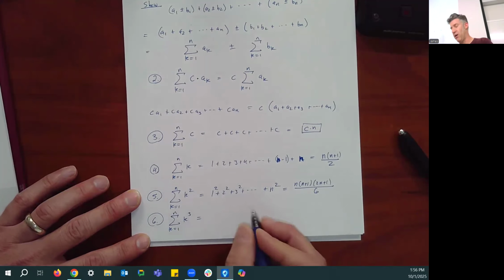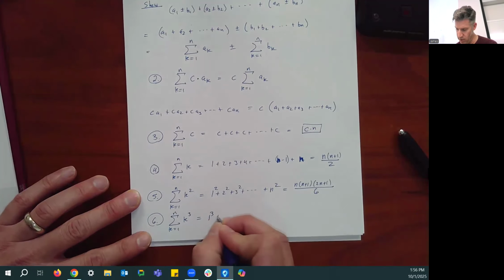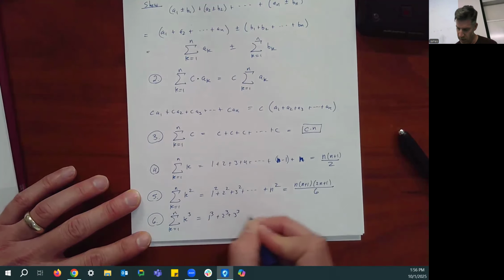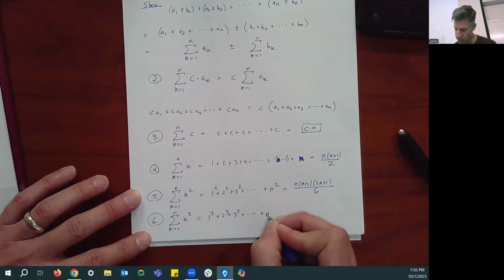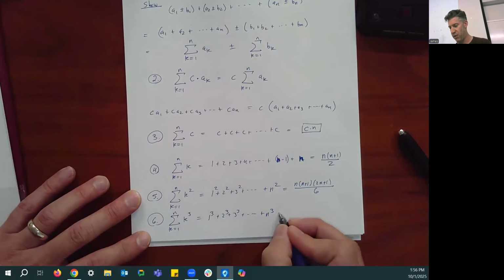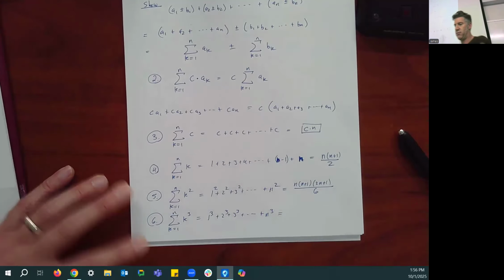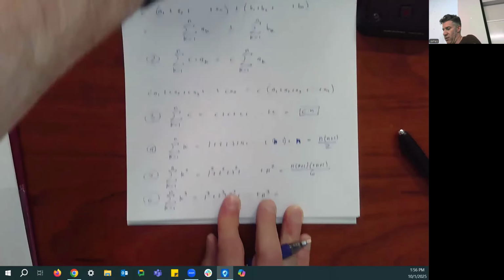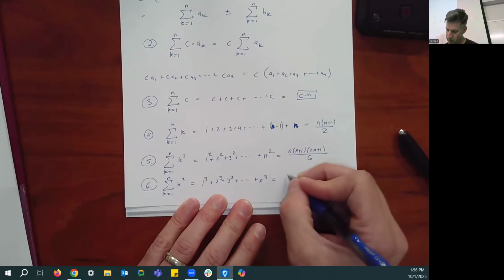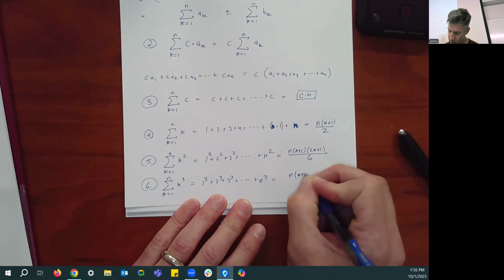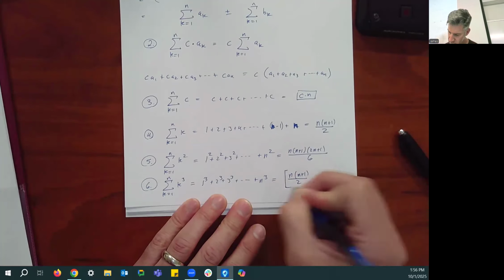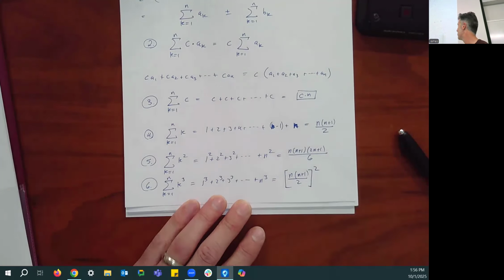This one is also really neat. So you get 1 cubed plus 2 cubed plus 3 cubed plus all the way to n cubed. Now here's something that's kind of cool about this formula. That's going to be n times n plus 1 over 2, squared.